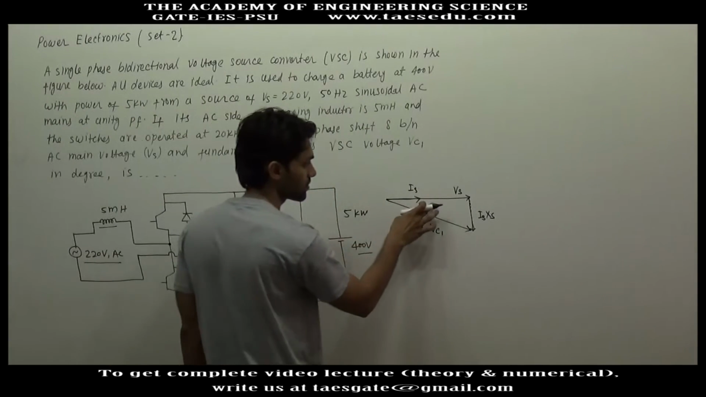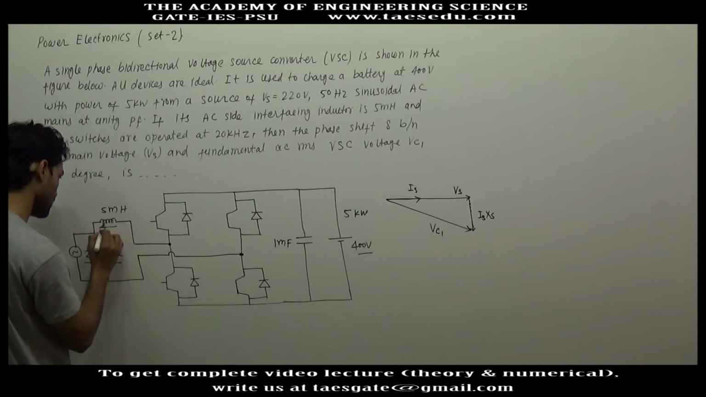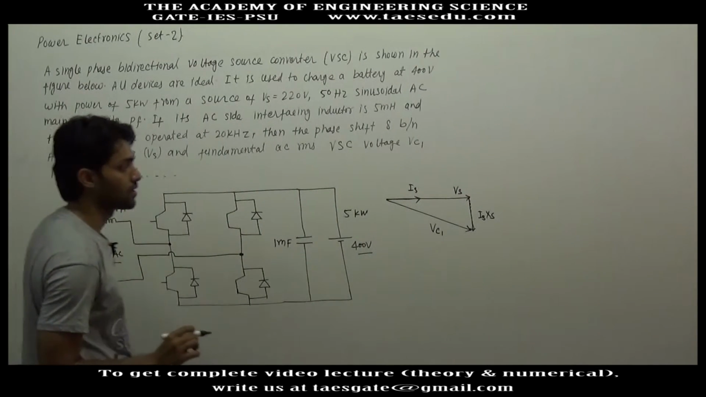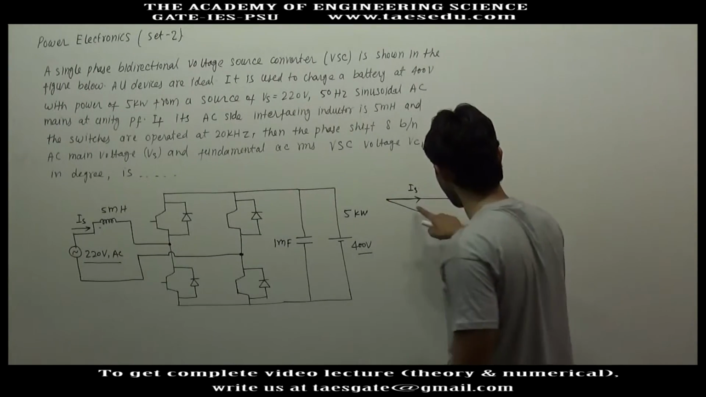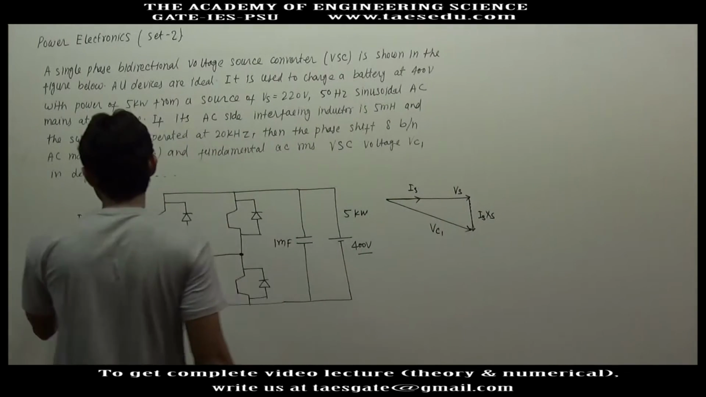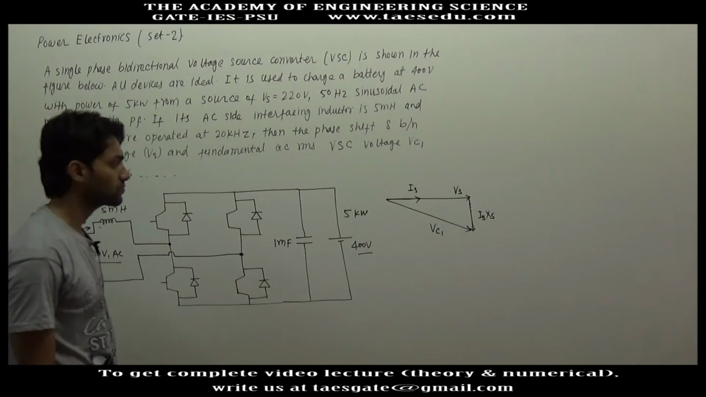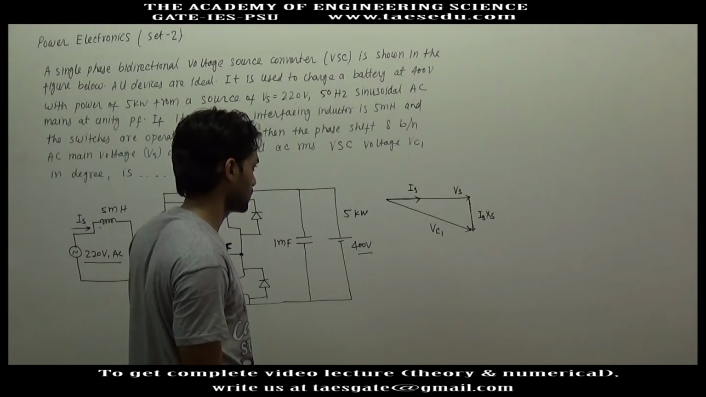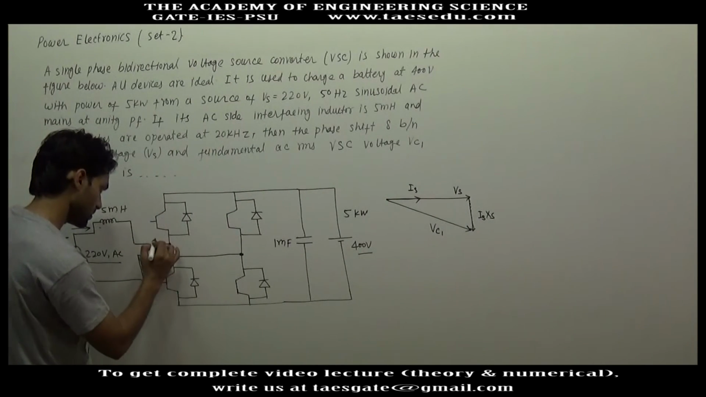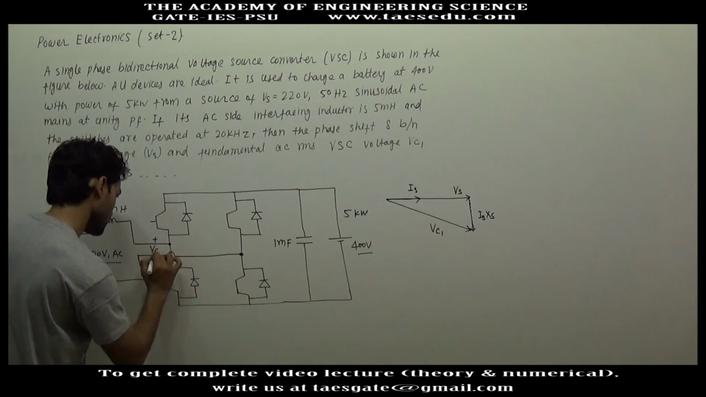This is Vs, the AC source voltage. Is is this current, and in the question the phasors of Vs and Is are in the same direction. It means this source is providing power at unity power factor. And Vc1 is this voltage. This is not given in the question, but I hope this voltage is Vc1.